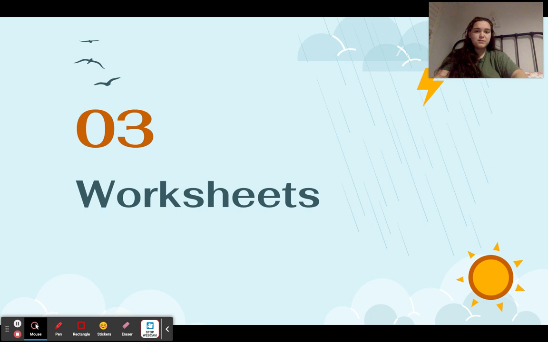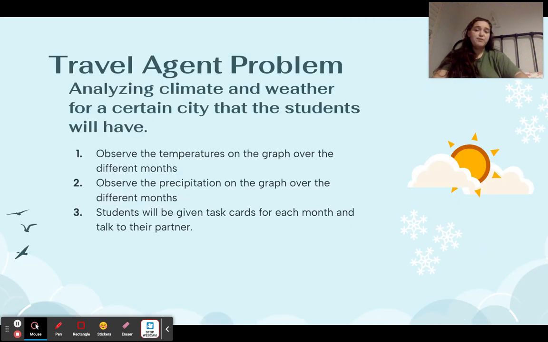Number three, worksheets. The worksheet that I would be giving them is a travel agent problem. The students are a travel agent in this scenario. They will be analyzing climate and weather for a certain city that the students will be given, and every student will be given the same city. Number one, they will have to observe the temperatures on the graph over the different months. Number two, they will have to observe the precipitation on the graph over the different months as well. And number three, students will be given task cards for certain months, and they will have to talk to their partner about what they will have to do.